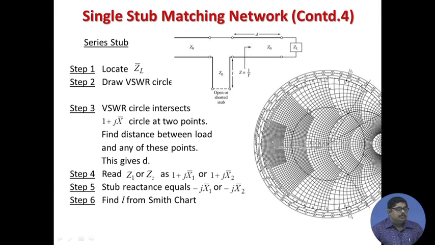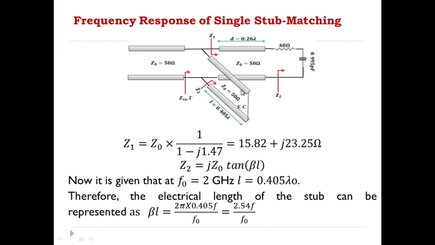All this we will see in the examples, because without examples it is difficult, but the steps are given here. So, you note down the steps, and from the Smith chart you then know what is this length. So, you can find it from the Smith chart. This is all about single stub matching.